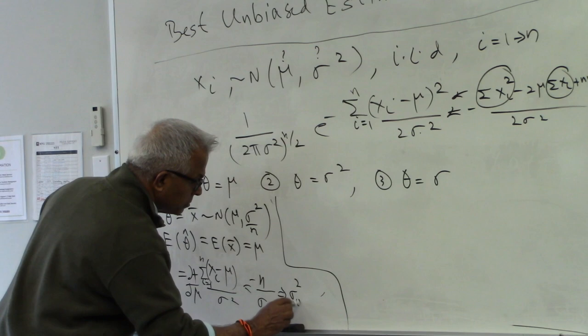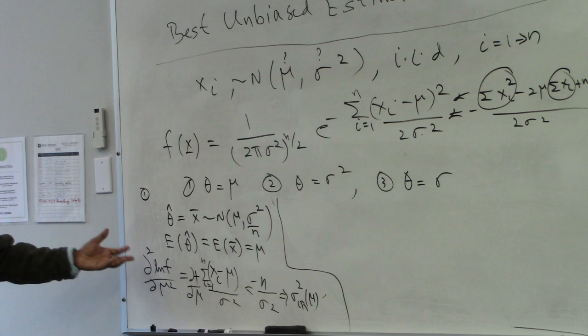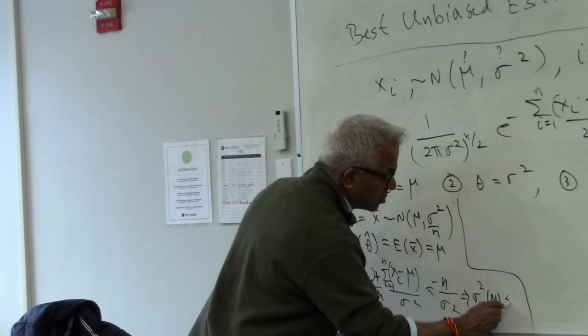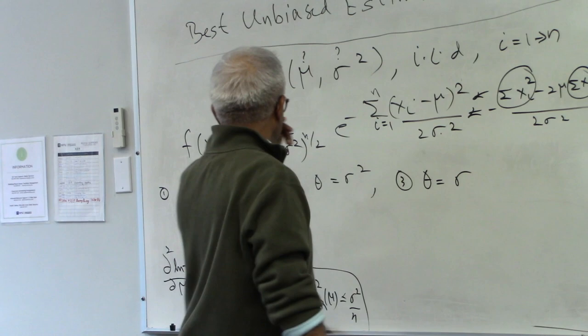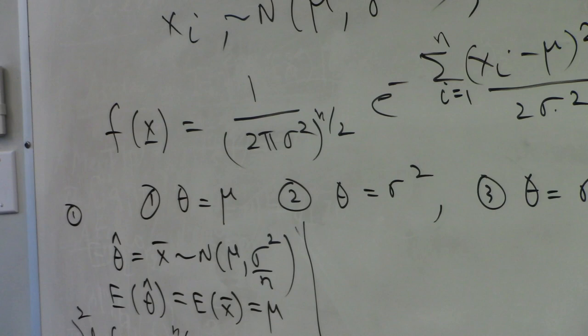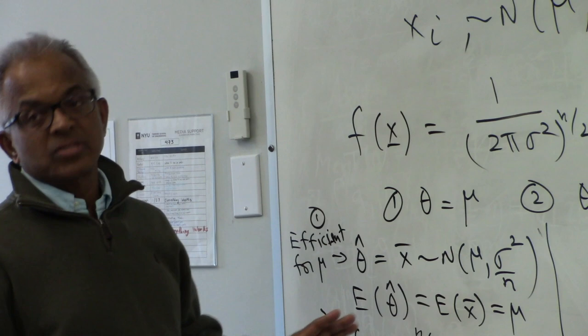So the Cramer-Rao bound for mu is minus 1 over the expected value of this. There's nothing to take the expectation of here, so that's simply sigma squared over n. Notice that this agrees with the variance of this estimator. Consequently, this is an efficient estimator, right? So the classic result: the sample mean is efficient for the mean.